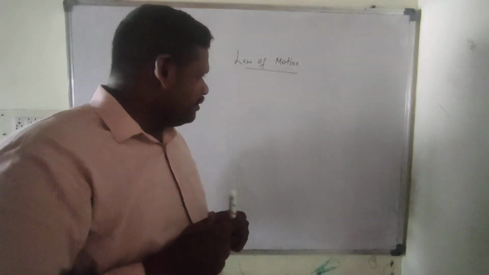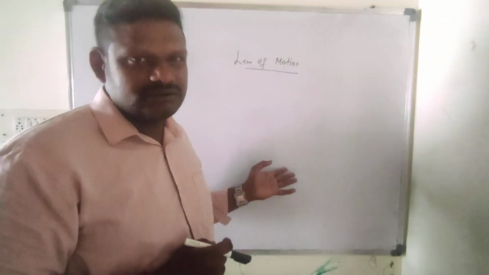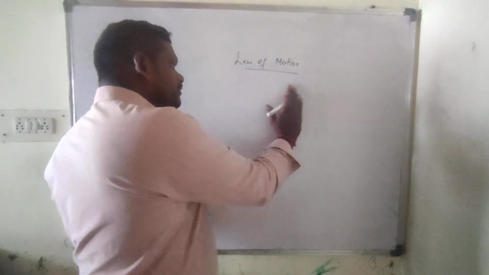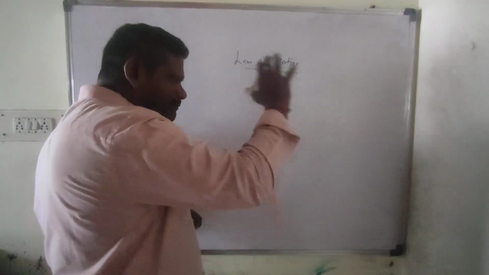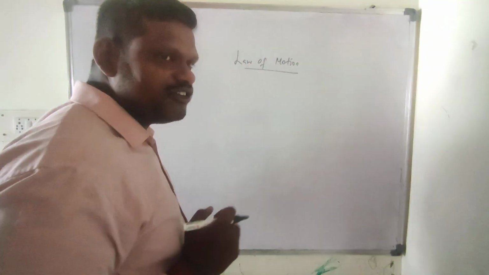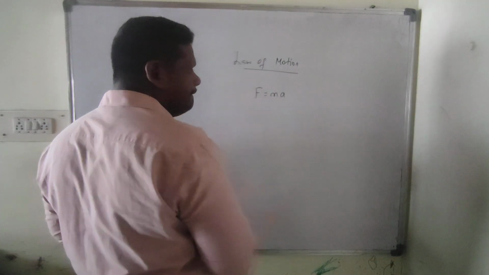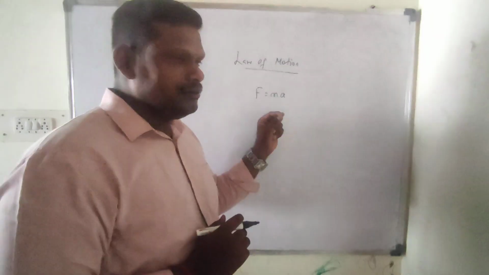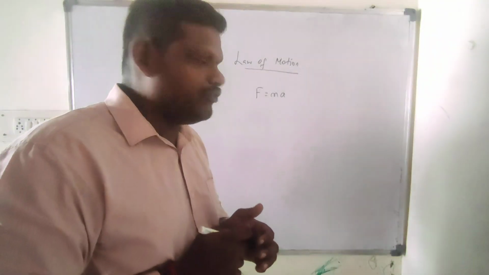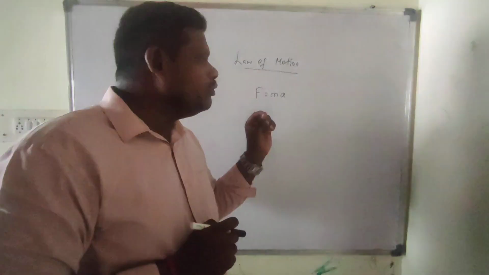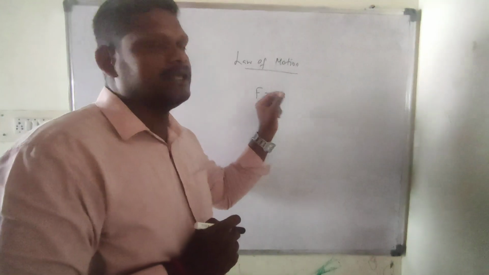So don't waste time writing these laws. I know the formulas, and from the laws we deduce the formula, F equal to ma. The main thing we need is the application point of view. It is very important to know how to use it, and where this formula is applicable.